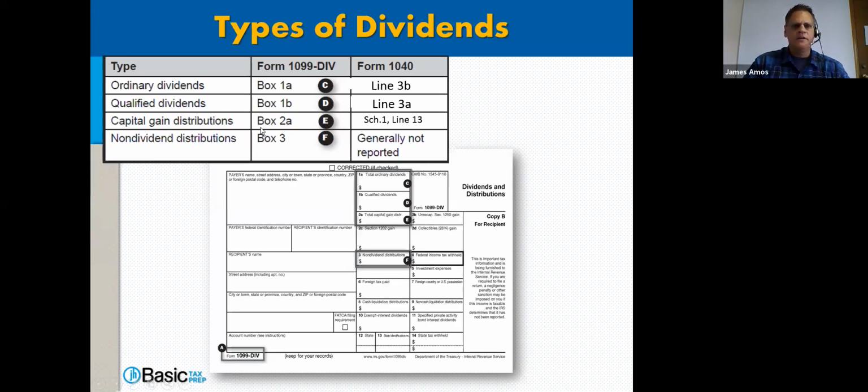A non-dividend distribution is reported in box 3, and generally, that's not reported because it's a return of your capital, your initial investment. There are circumstances, like I said, if you run out of basis, which we haven't talked about, it might become taxable. But don't worry about that. Just know the general rule. Generally, it's not taxable.